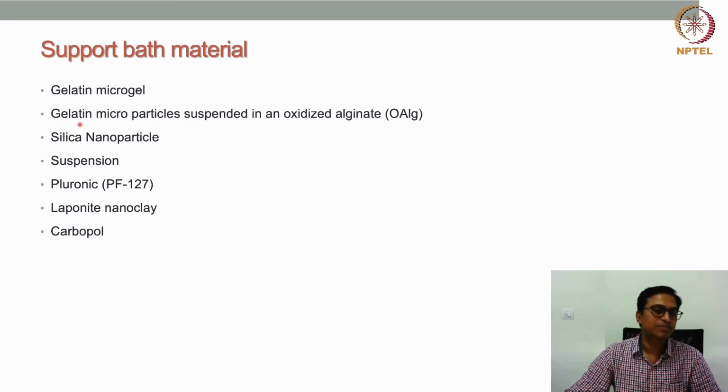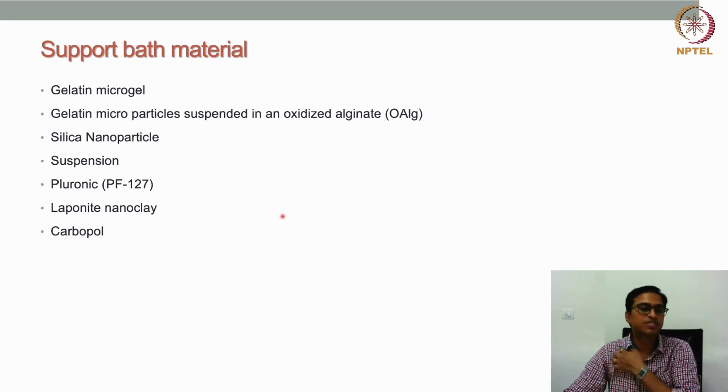Again, there are some disadvantages, like gelatin microparticles suspended in oxidized alginate. That is another support bath material people have used. Similarly, silicon nanoparticles have also been used, and suspensions of different materials can also be used as support bath materials.